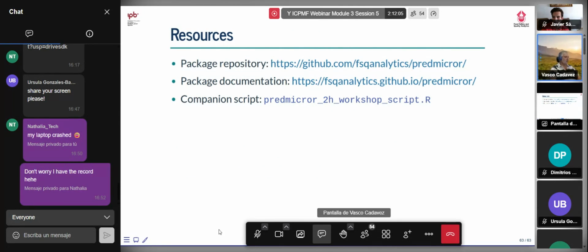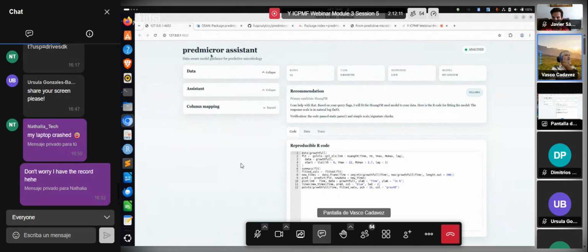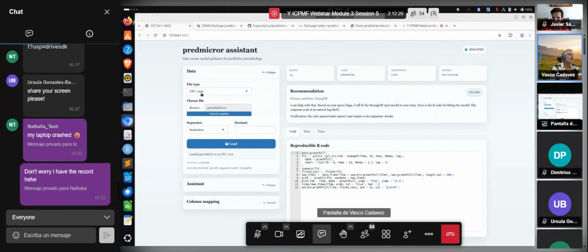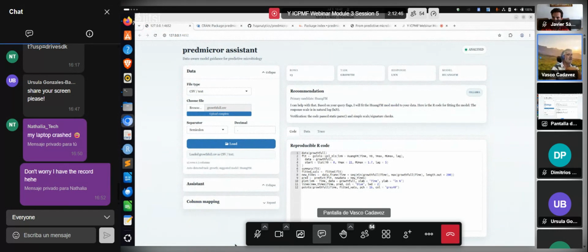The resources you already saw, and I will finish by just showing you an example of the PredmicroR system. I ran it before because this can be a little bit slow. I will show you. If you go to R, you call the PredmicroR, then you can launch this Shiny package. This is a Shiny web package and interface. So you write the PredmicroR Assistant app, and you will get this Shiny app open.